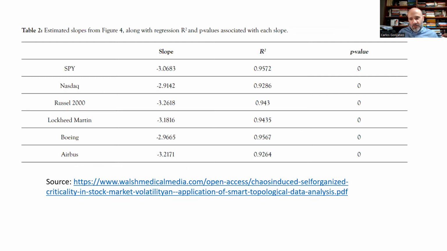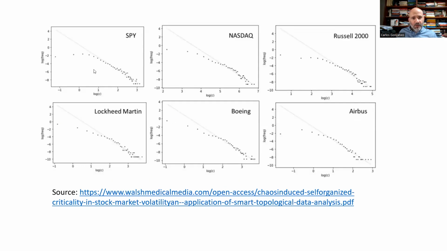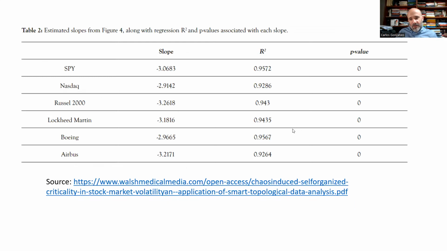And what is interesting here is that these are the estimated slopes of these straight lines. And here we have the R square of the regression that we ran for the power law scaling region. And the R squares are all larger than 0.9, than 90%. The p-value associated with the slope is approximately zero for all the slopes. And of particular relevance is that the slopes, which give the fractal dimension, are all close to each other. They are close to 3.